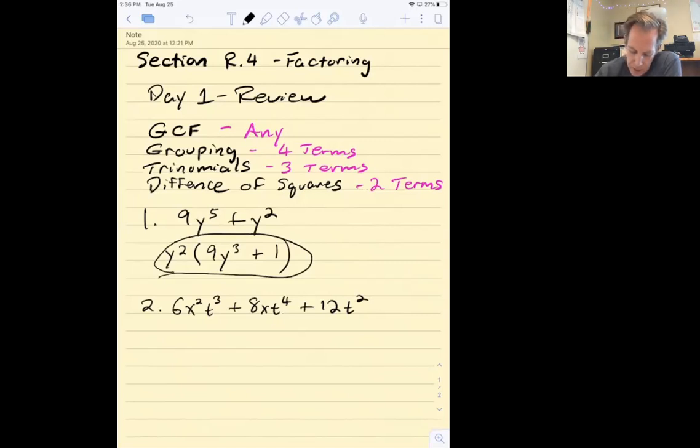Okay, so the greatest common factor in this case would be 2t squared. All right, so 2 divides into 6, 8, and 12. X is not in the last term, so x cannot be part of the greatest common factor. And then all 3 terms have a t, and so we take the one with the lowest exponent, which is t squared. And now we go through and divide everything by 2t squared. So it gives us 3x squared t for the first term in the parentheses, 4xt squared for the second term, and then 6 for the last term. And so that's our answer.